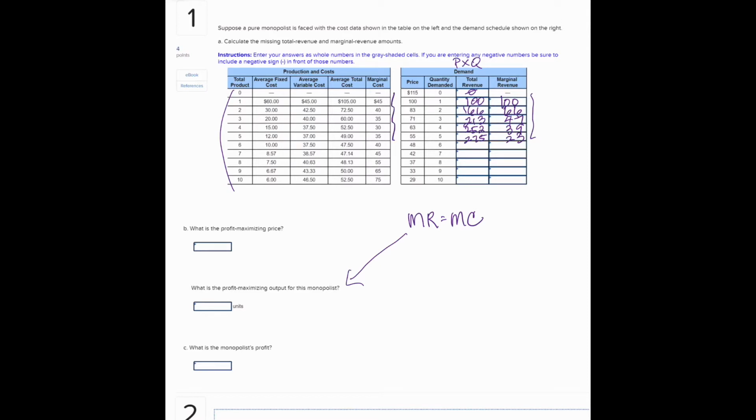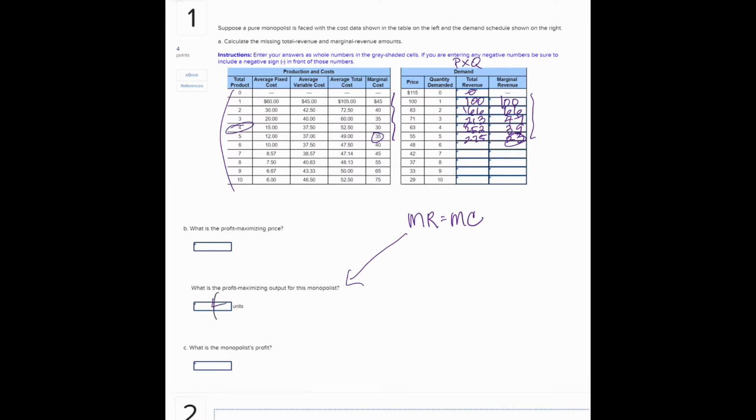100 is greater than 45, so yes, continue. 66 is greater than 40. 47 is greater than 35. 39 is greater than 30. But 23 is less than 35. So as we're making these comparisons, we can see that this would be the point where we'd stop. The monopolist wouldn't produce that fifth unit, because the marginal cost is greater than the marginal revenue. So what that tells us is that the profit maximizing output will be 4 units of output.